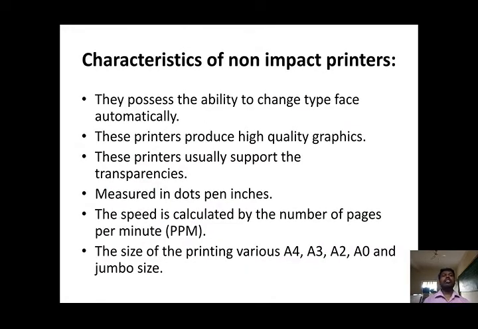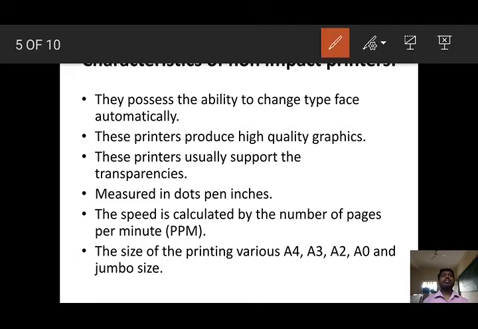Next, characteristics of non-impact printer. Dear students, they possess the ability to change typeface automatically. So, what is meant by ability to change typeface? It can print different types of font style, but in impact printer it is not possible. Second point, these printers produce high quality graphics. In impact printer we cannot print graphic images, but in non-impact printer we can produce high quality graphics.